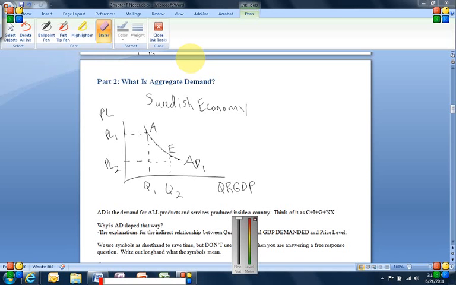So now that we've talked about how to graph a picture of an entire economy, and that graph includes three curves, I want to zoom in on one of those three curves and take a look at a part of an economy and answer the question, what is aggregate demand?